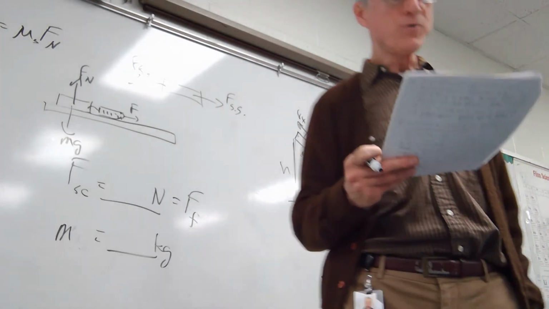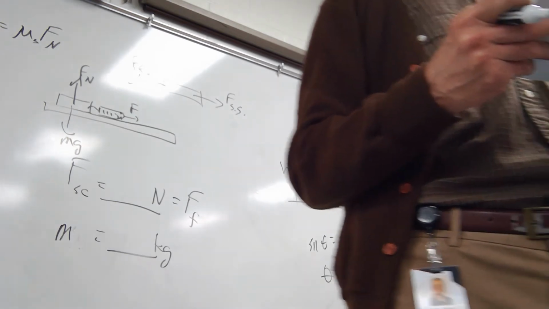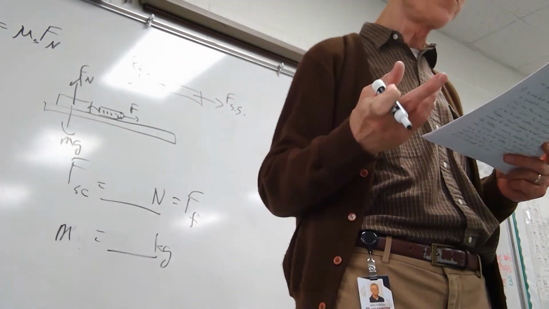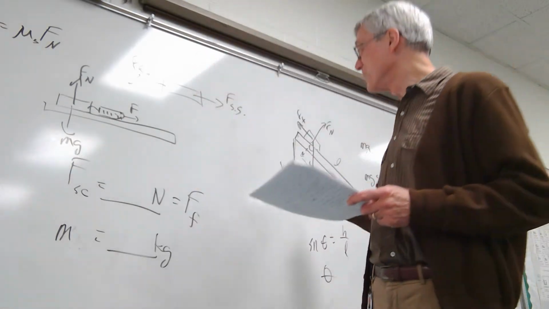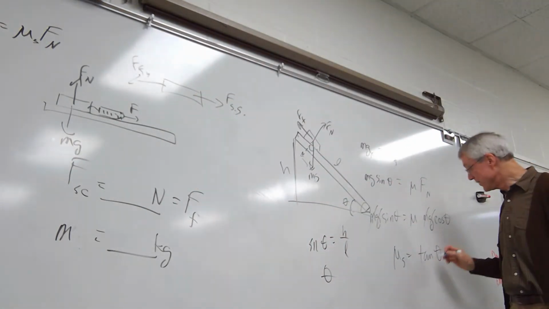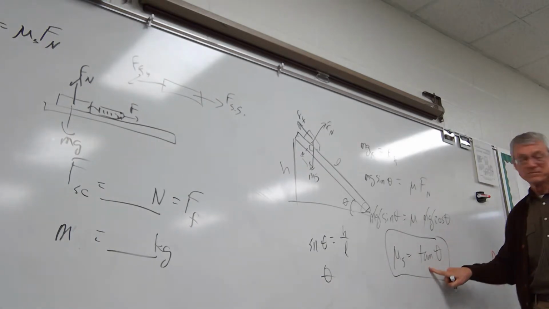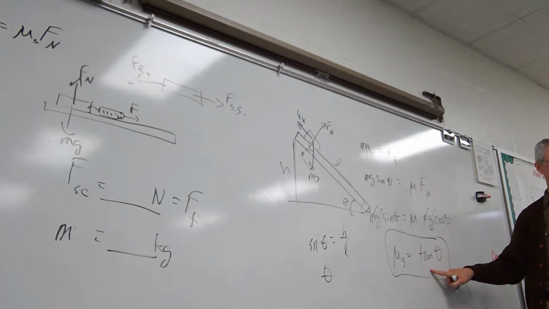B says derive an equation for the coefficient of static friction in terms of quantities measured in the procedure from part A. So again, that depends on which way you're doing it. If you're doing it this way, this would be it. That would be the answer to B. If you're doing it the inclined plane way.